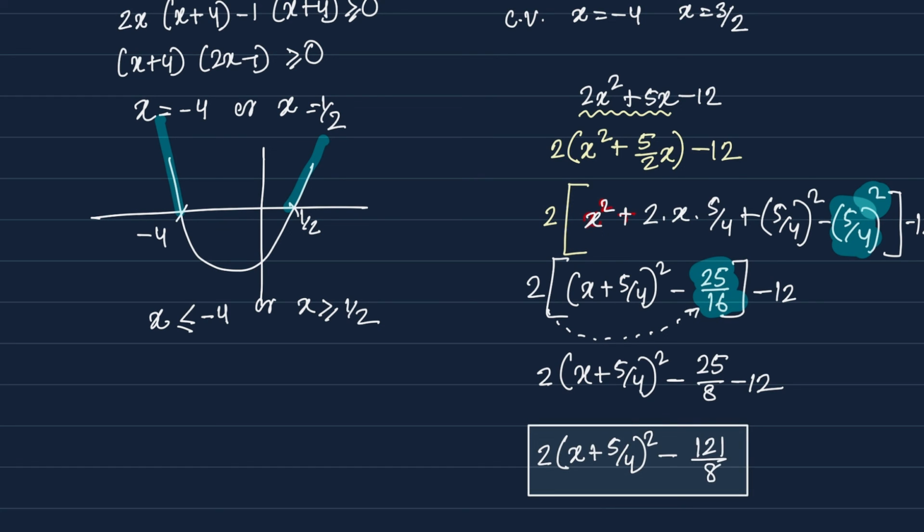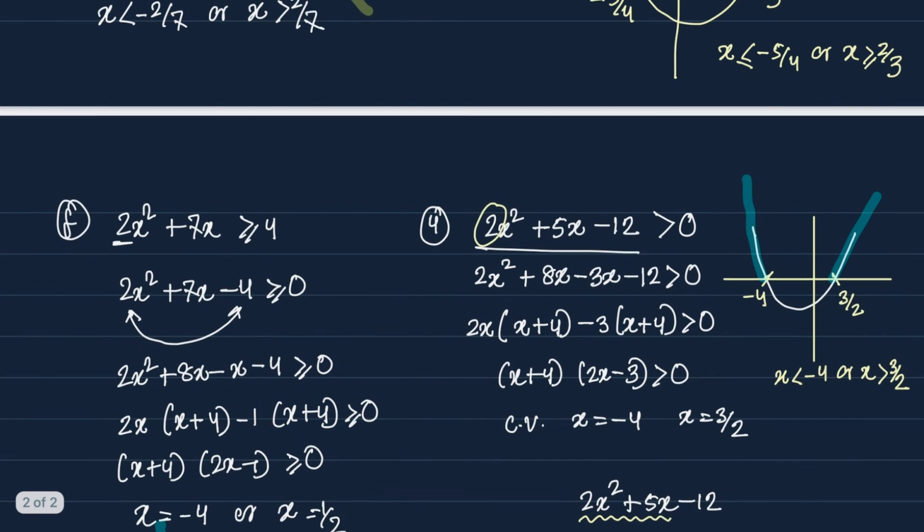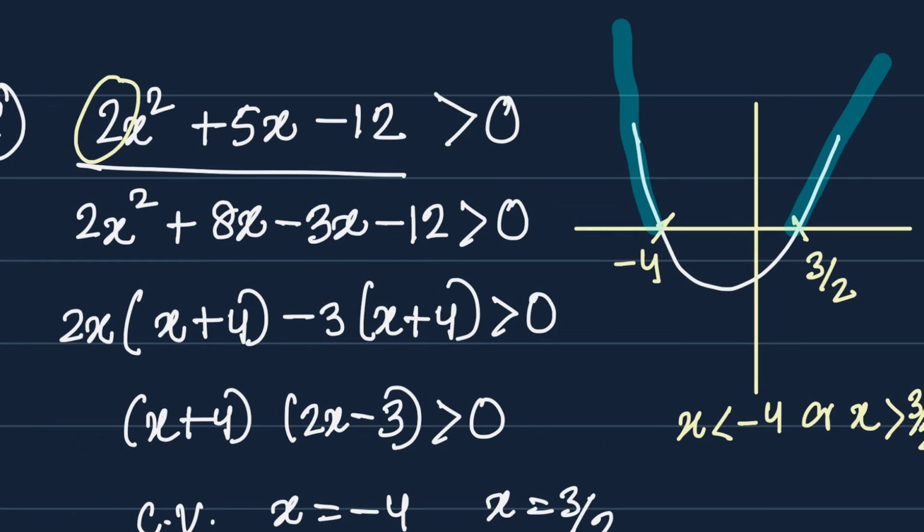So the coordinates of the minimum point of this graph: this part has to be considered as 0, and x will be negative 5/4, and y is minus 121/8. So negative 5/4 and negative 121/8. That's the minimum point. So this is the minimum value of this expression, negative 121/8.